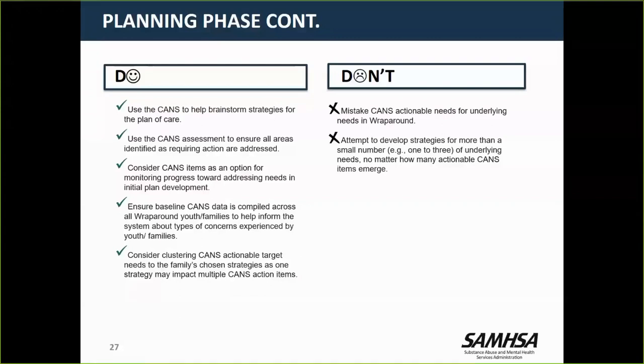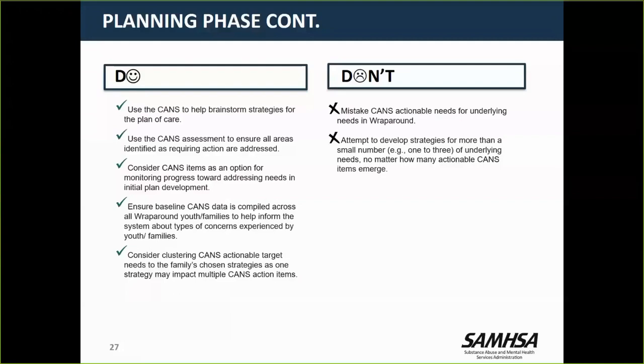Consider using CANS items as options for monitoring progress. So right at the beginning, what are the CANS items that are popping up? We are going to have these unique priority underlying needs that we're working on, but it could be that these CANS items are going to be one way that we know whether or not we're making progress, because it is a standardized approach. And ensure baseline CANS data is compiled across all wraparound youth and families to help inform the system. That's a huge piece of why the CANS is so popular and why standardized assessment is so critical.